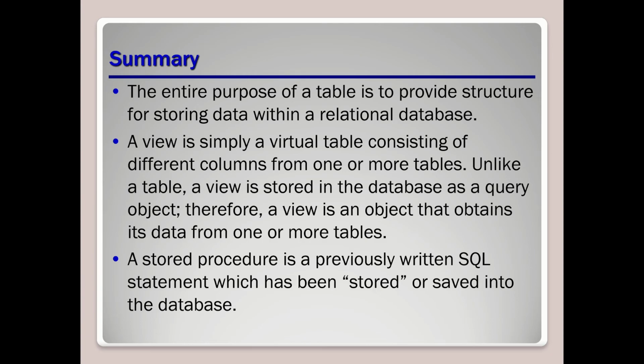The entire purpose of a table is to provide structure for storing data within a relational database. A view is simply a virtual table that consists of different columns from one or more tables. Unlike a table, a view is stored in a database as a query object. Therefore, a view is an object that obtains its data from one or more tables. A stored procedure is a previously written SQL statement which has been stored or saved into a database.